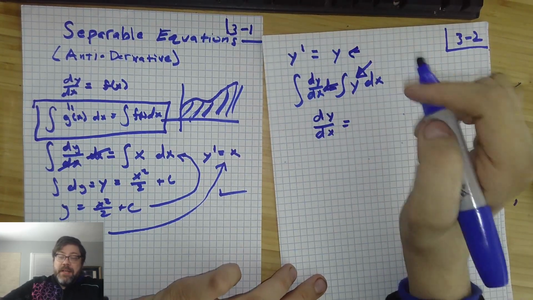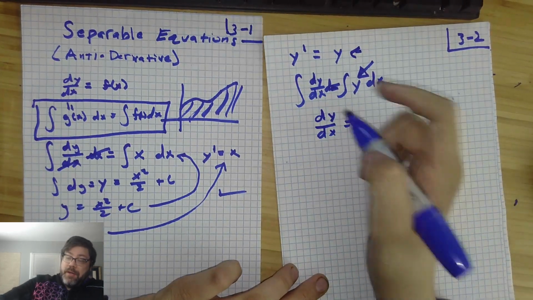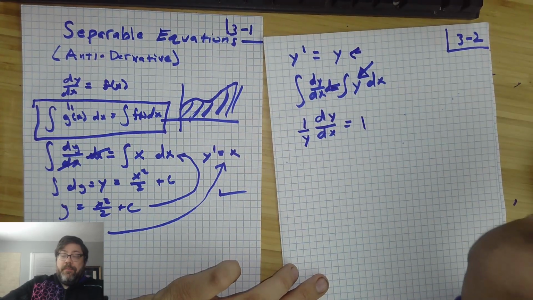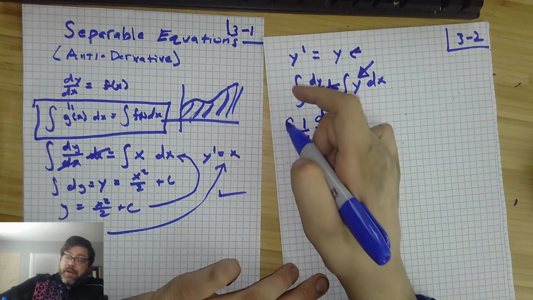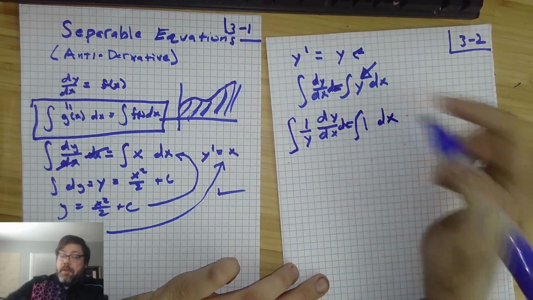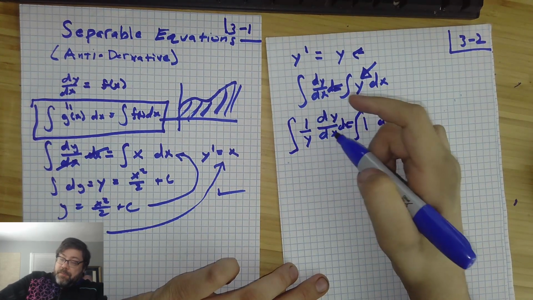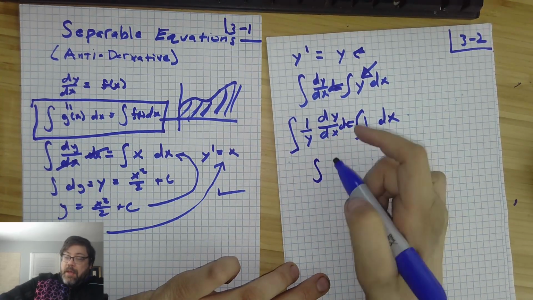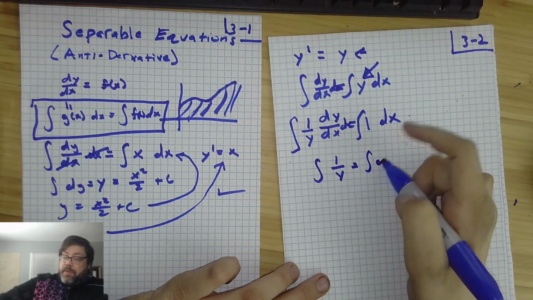But I can still, right, we have our new integration trick, but I can still use all my old algebraic tricks. So I can say 1 over y dy/dx equals 1. This is just dividing both sides by y. And our new trick is integrating both sides. I'm going to do that integration dx, and this just makes the integral over dy. So this is the integral of 1 over y equals the integral dx.